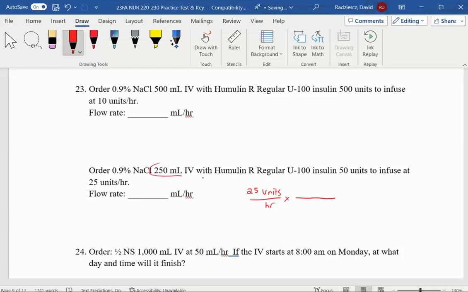So I have 250 milliliters and there's 50 units. I know there's a lot of numbers in here. The 0.9% just tells you what the sodium chloride concentration is, and the human R regular U100 just tells you the type of insulin, but it's the 50 units and the 250 ml that you really care about. And just like we did previously with the heparin, I'm going to get rid of units, convert it to milliliters via my IV bag.